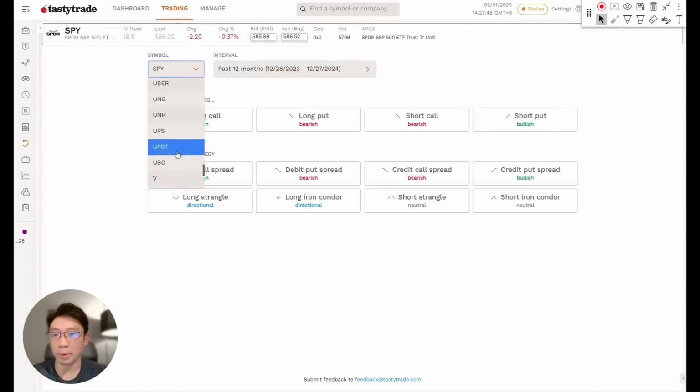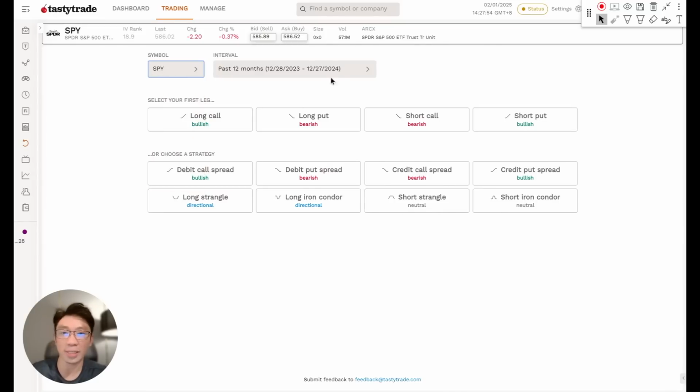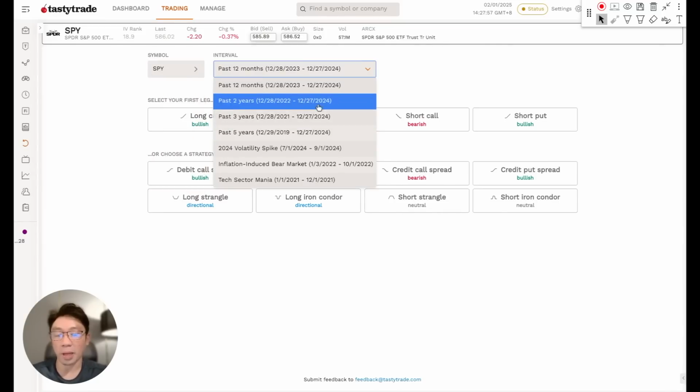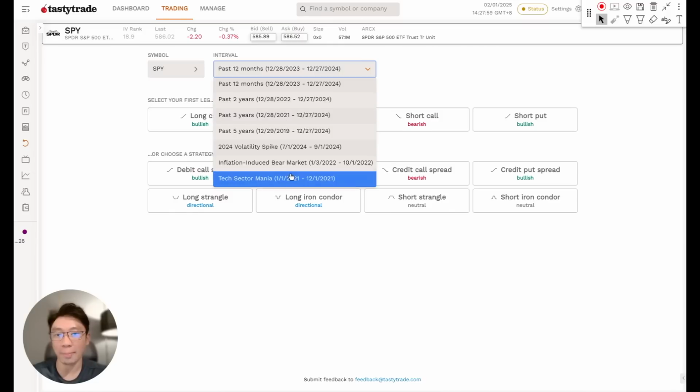So for this example, let me just do SPY. Let me just go over to S. Okay, it's already being chosen as SPY, so I'll just leave it as that. And as for the interval, as you can see over here, they have given you quite a number of choices as well.